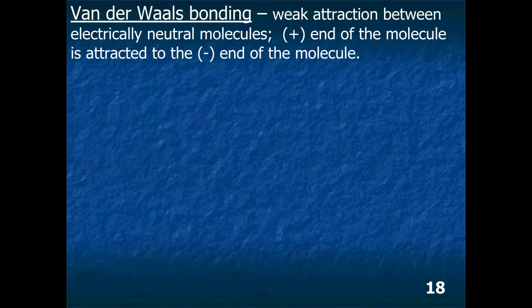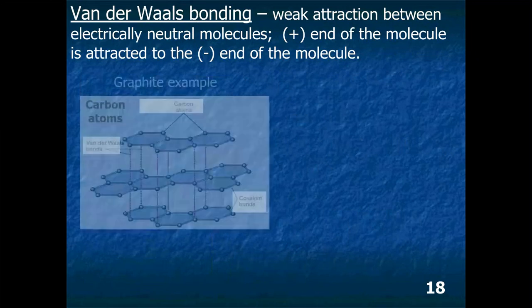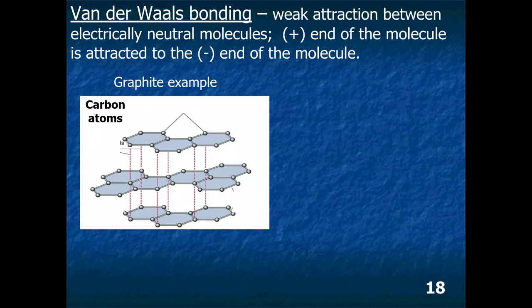So the last bond associated with minerals is the van der Waals bond. The van der Waals bond represents a weak attraction between molecules that have a positive and negative end, because we know that positive and negative charges attract one another. So we're going to use the example of graphite to illustrate our van der Waals bond.